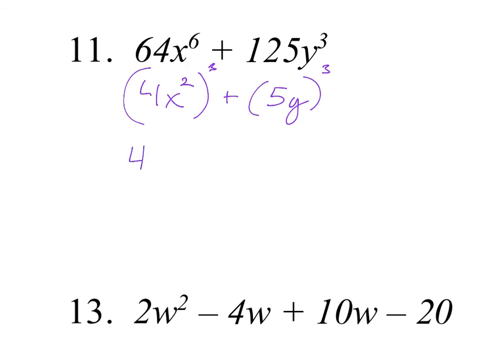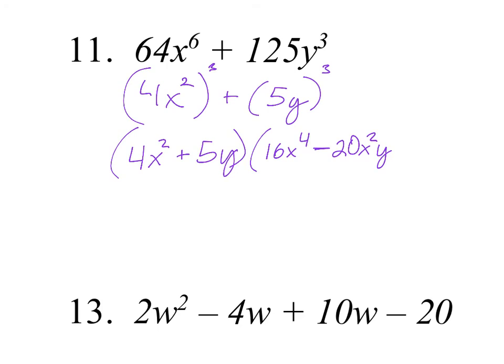I have the first term, 4x squared, same symbol, second term. That times the first term squared, 4 squared is 16, x squared is x to the 4th. Flip the sign, 4x squared times 5y gives me 20x squared y. And now the final term squared, so the 5y squared, becomes plus 25y squared. And that would be my factored form. This is a sum of cubes.